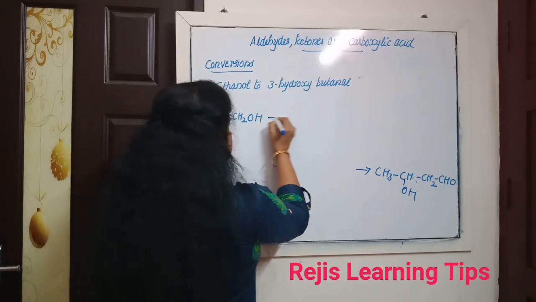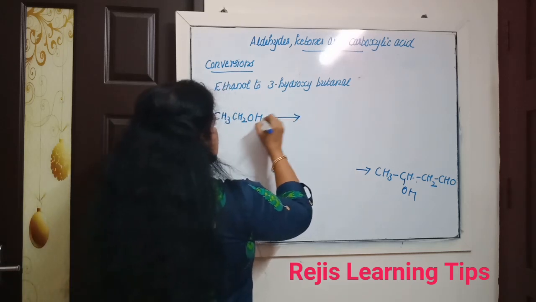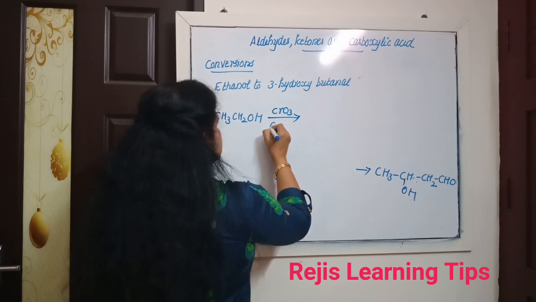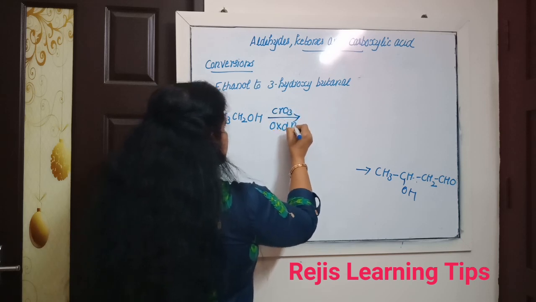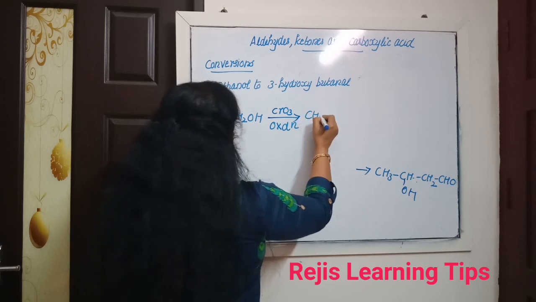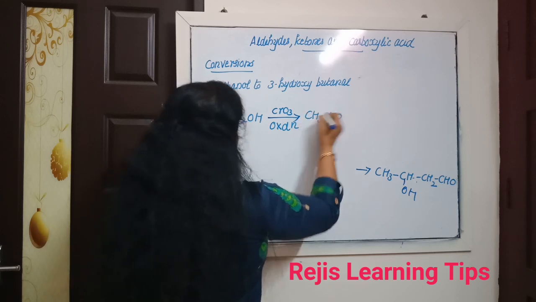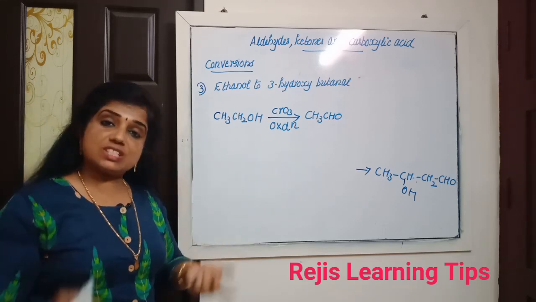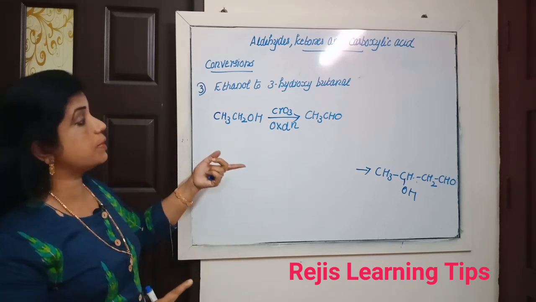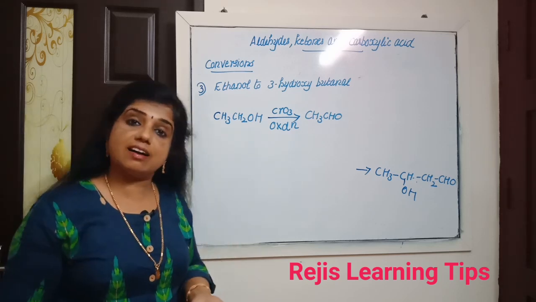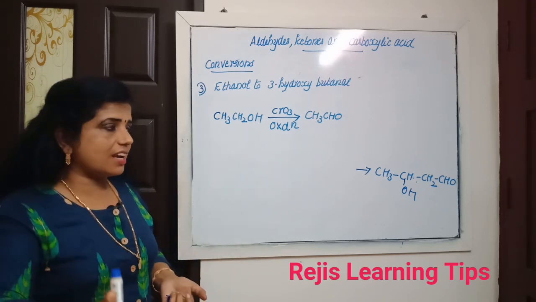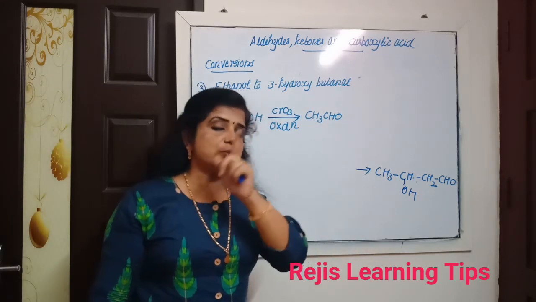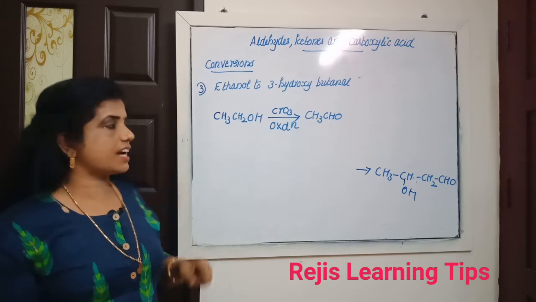First we should react this ethanol with chromium oxide, which means it undergoes oxidation. Then we will get CH3CHO. Am I correct? Ethanol undergoes oxidation in the presence of chromium oxide, and we will get ethanal. From ethanal, how can we produce 3-hydroxybutanal? That process is known as the aldol reaction.